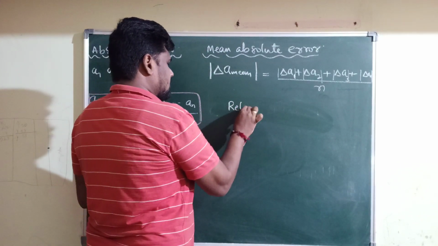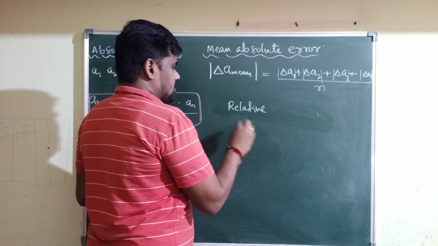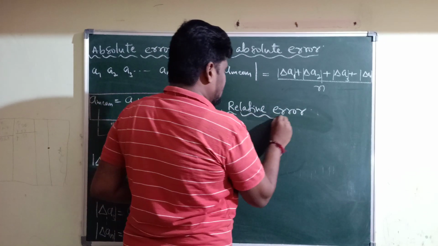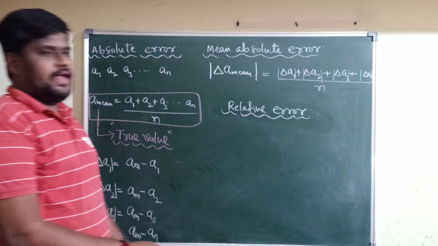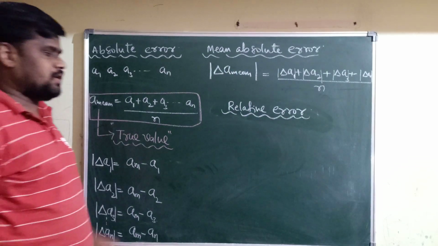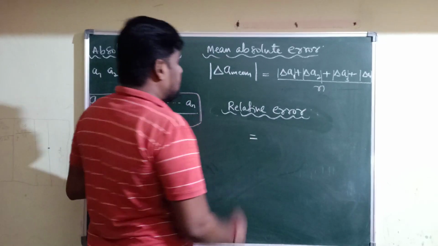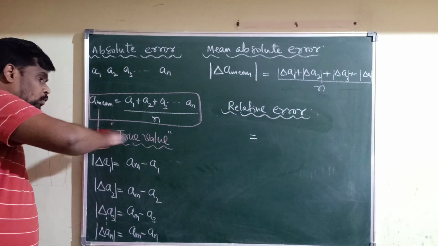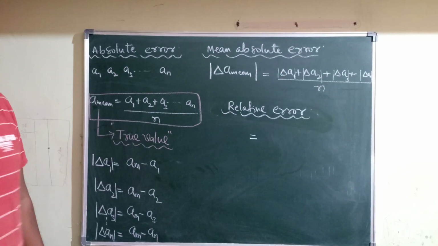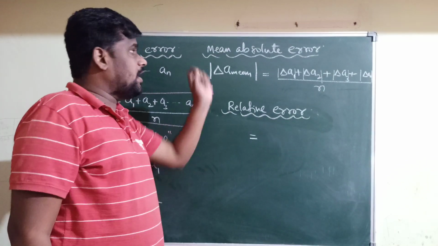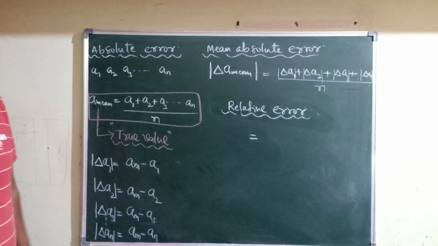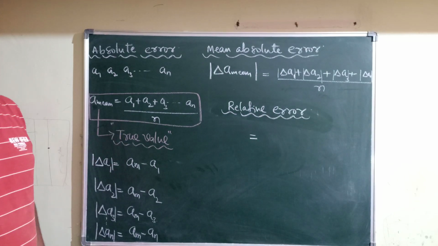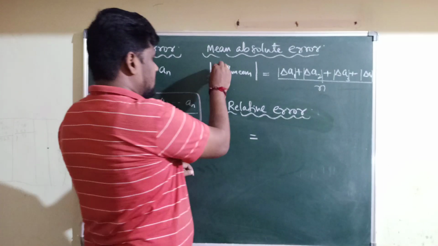Relative error in the measurement. So the relative error in the measurement is always given by mean absolute error divided by what? True value of measurement. The ratio of mean absolute error to the true value of measurement, we will call it as a relative error. Therefore, what is relative error here?